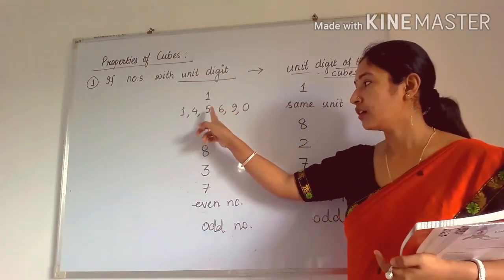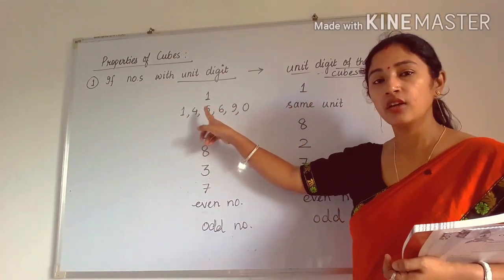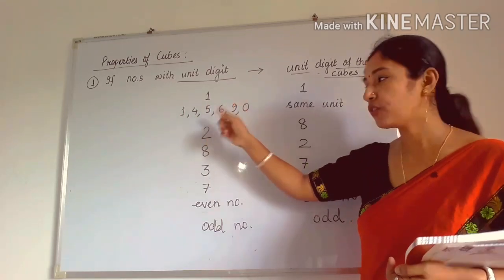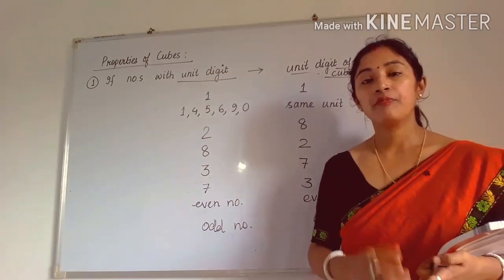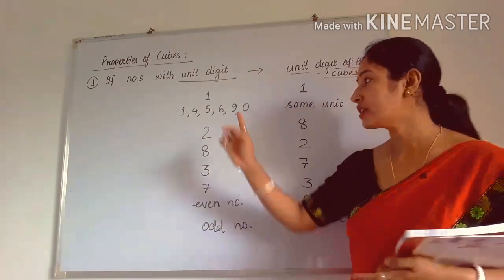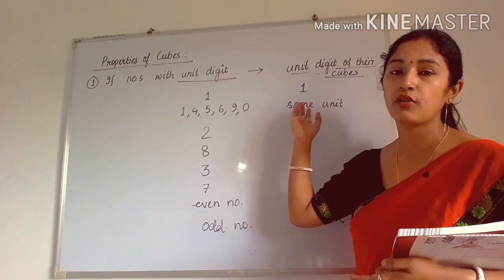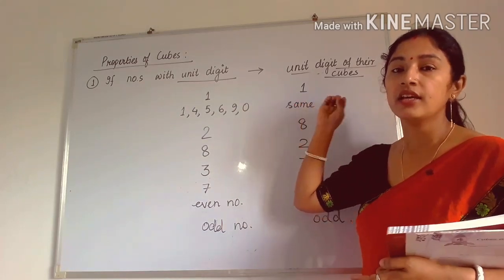If the unit place is 5, then the unit digit of the cubic number will also be equal to 5. Similarly, if in a number the unit digit is 6, then the unit digit of the cube of that number will also be 6.